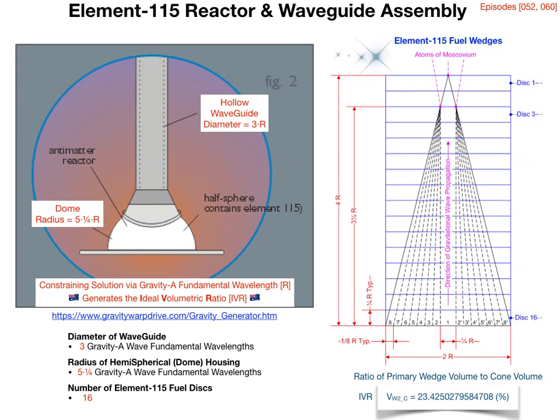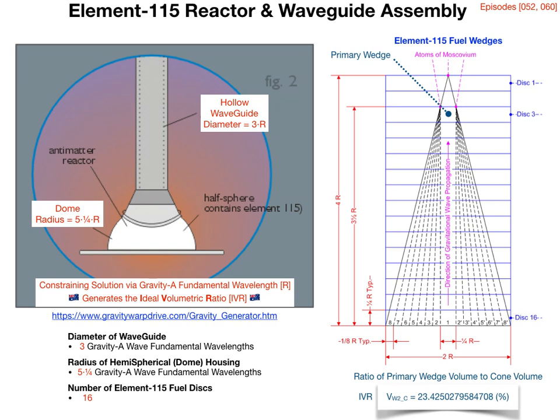In this frame we see two illustrations. On the left-hand side, we see the element-115 reactor and waveguide assembly as described by Potter. On the right-hand side, we see the element-115 fuel wedge manufacturing process as derived by Storti. In both illustrations, all dimensions are expressed in terms of the letter R. This means that, irrespective of the value of R, the entire solution scales proportionally.